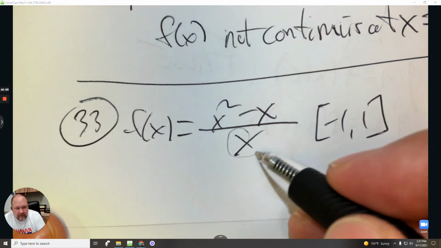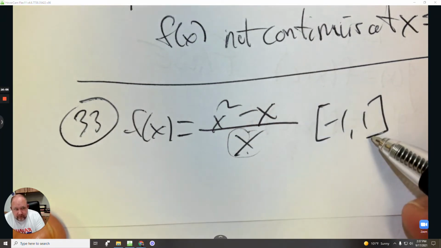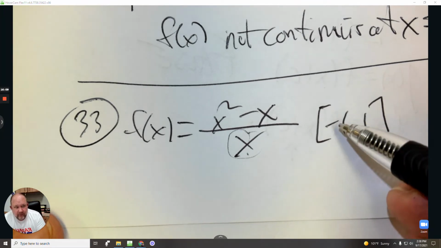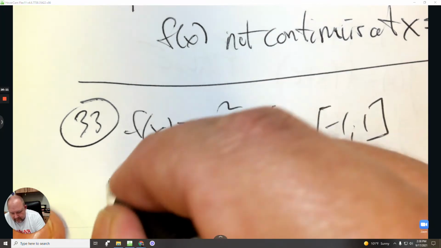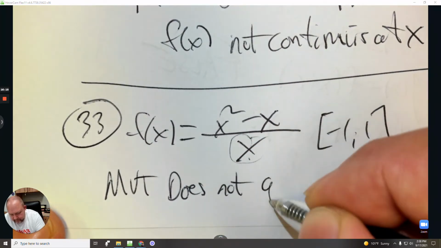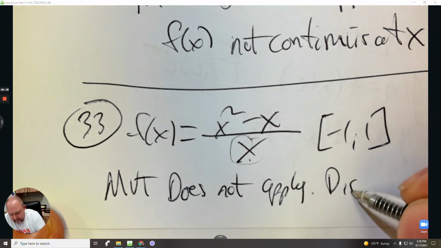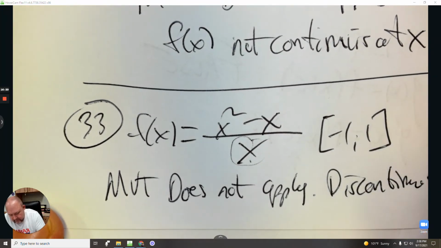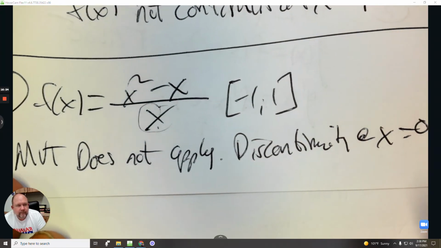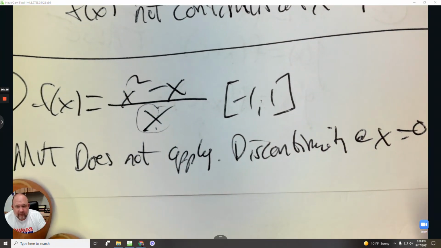So there's a discontinuity at 0. 0 is in the middle of this interval from -1 to 1. So again, the MVT does not apply. There's a discontinuity at x equals 0. So that's why it doesn't apply.